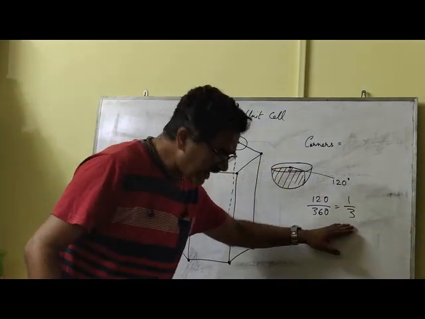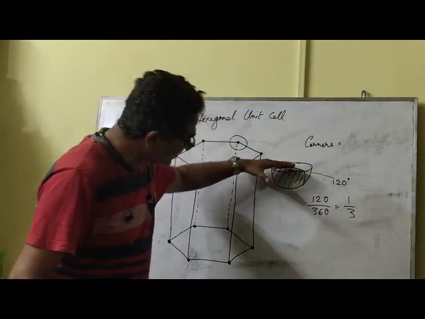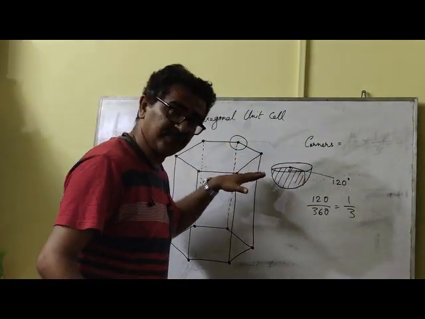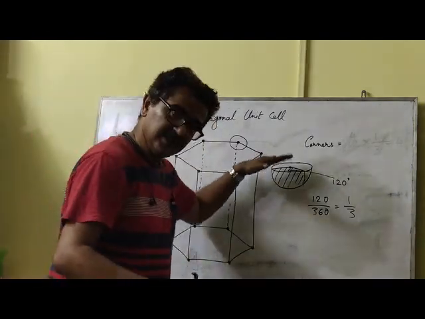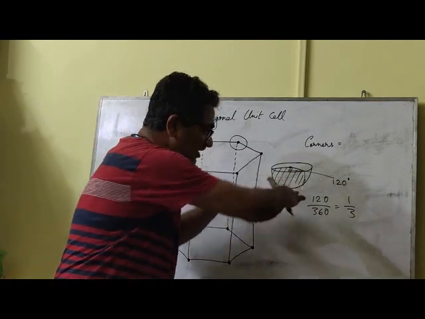Now this 1/3 is only for the lower half, that is, for the semisphere, the semicircle. Only for this half of the sphere, it's 1/3.